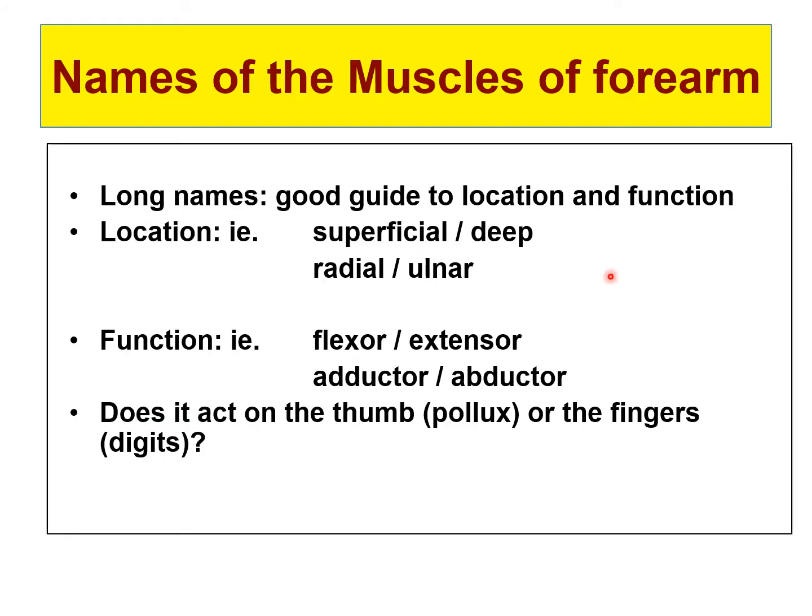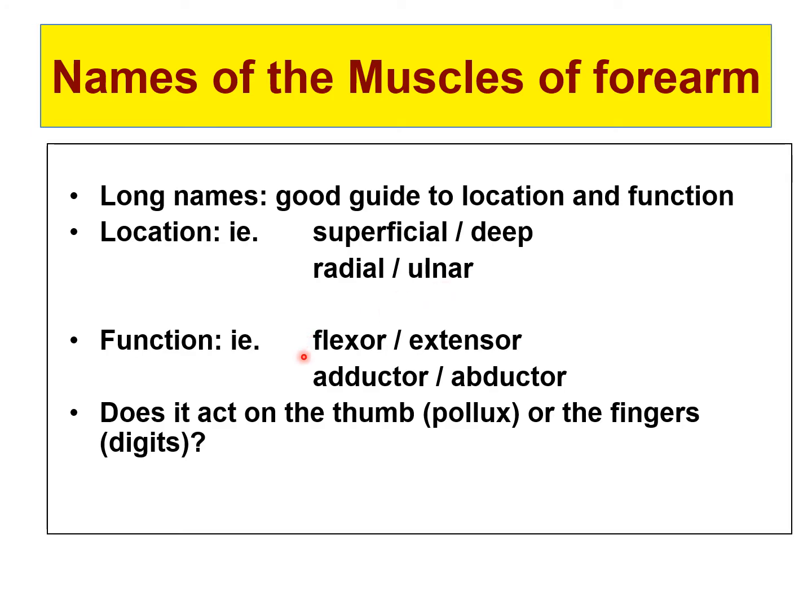Before we move to the forearm muscles, something to note: long names guide us to the location, function, or attachment of the muscles. We can take help from the names to identify their location, their attachment, or their function. Superficial means they are near the skin, and deep means they are away from the skin. Radial and ulnar: if the muscle is toward the radial or lateral side, it will be radial. If the muscle is toward the medial side, it will be ulnar.